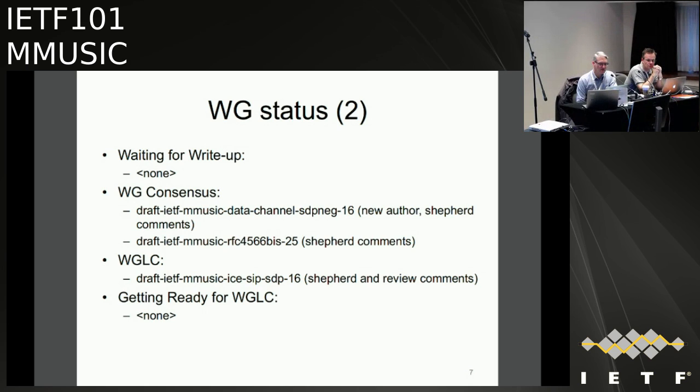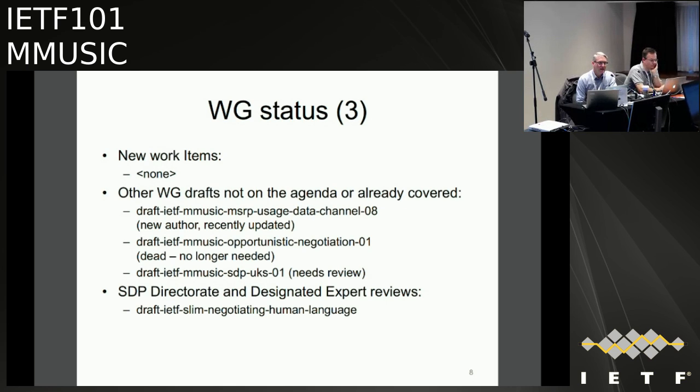We have no drafts waiting for write-up, but we have two drafts in working group consensus. That's the RTCWeb data channel SDP negotiation, where we have a few comments, and the same for the 4566bis. Few comments are still to be addressed. The ICE SDP document is in working group last call, and there we have some shepherd and review comments, just as the previous two documents.